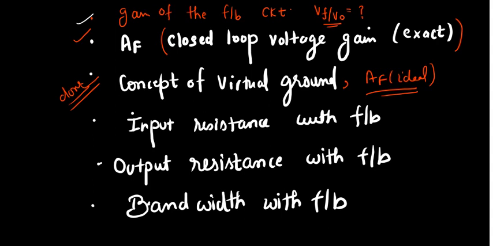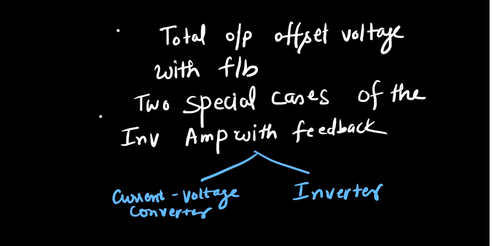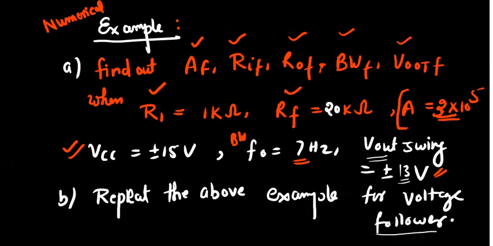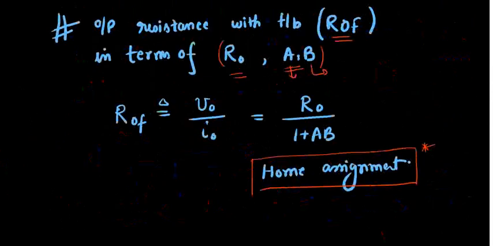Then you have to find out the input resistance with feedback, output resistance with feedback, bandwidth with feedback, and total output offset voltage with feedback. So this will be up to this point. You have to submit it as an assignment along with the other assignment. Was an assignment given? Yes, the output, because once you read this, it is similar, so this is just two assignments.